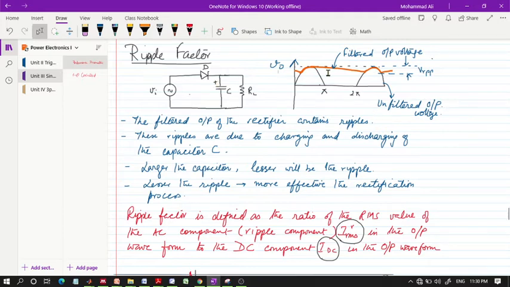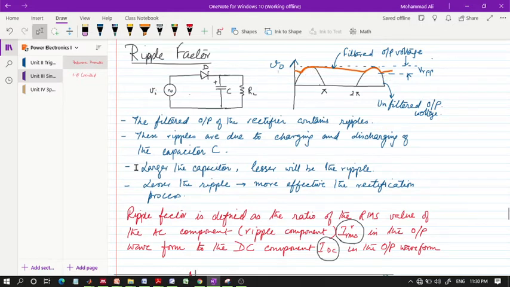So now here we are having this voltage waveform. The filtered output of the rectifier contains ripples. Now still there are certain amount of ripples in this waveform. Of course, the ripple in this waveform is large. But here, after applying the filter, there still remains a ripple. These ripples are due to the charging and discharging of the capacitor. Ideally, it should be pure DC value.